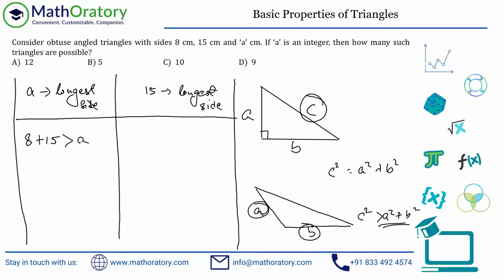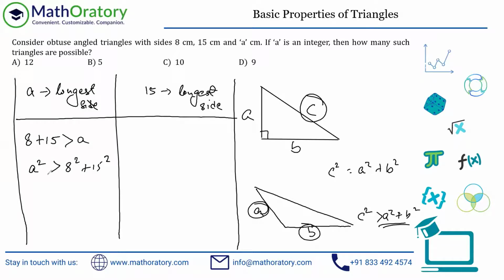This is the first condition. In order for these three numbers to form the sides of a triangle, 8 plus 15 has to be greater than A. Also, because it's an obtuse angle, the longest side square has to be greater than 8 square plus 15 square, right?